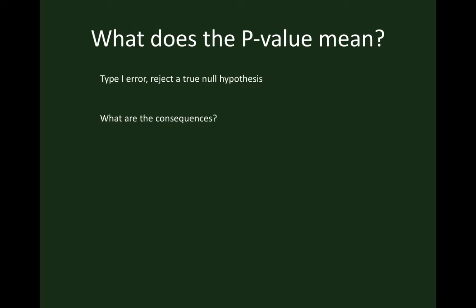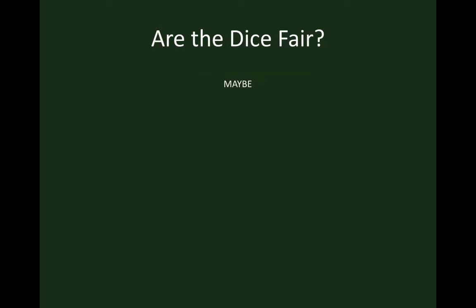So the biggest point I'm trying to make here is that how we interpret the p-value really is contextual. It's based on how severe a type 1 error would be, the consequence of a type 1 error would be. So there's no cut and dry answer here. In statistics, there's no way to prove anything. Are the dice fair? Maybe, maybe not.